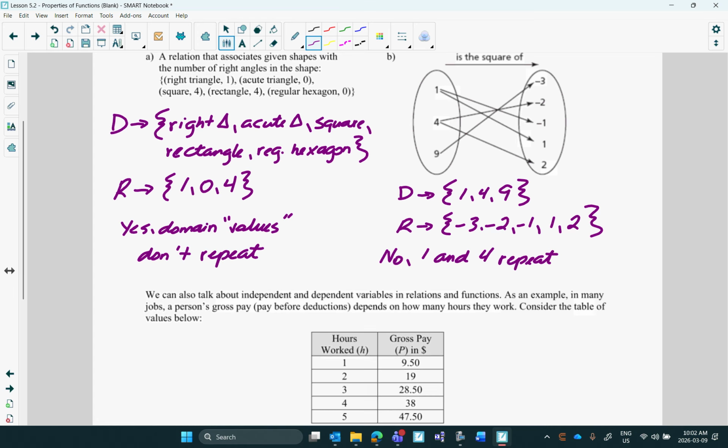So that's how you tell if an arrow diagram is a function or not. If it's got more than one arrow coming out of the first oval, out of one of those elements, it's not a function.